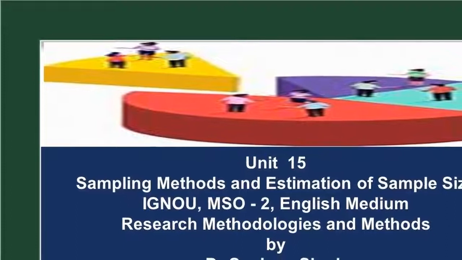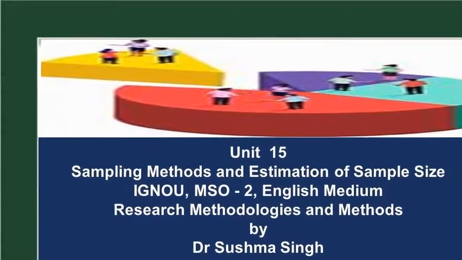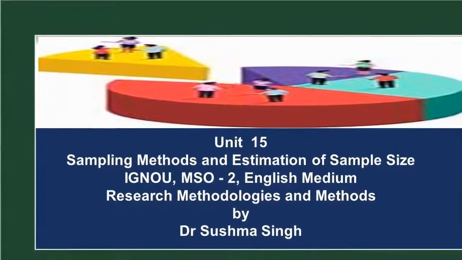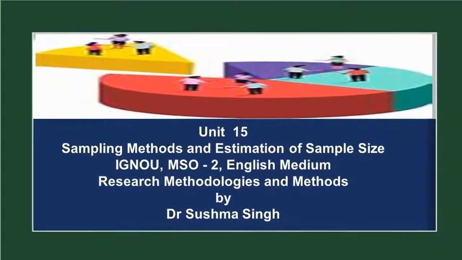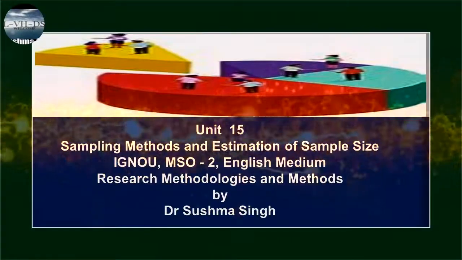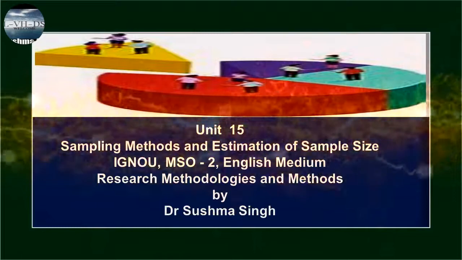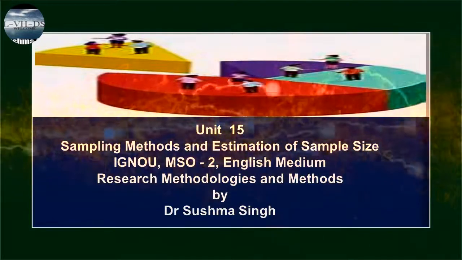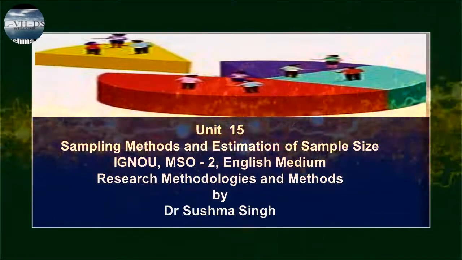Let us start discussion on Unit 15, Sampling Methods and Estimation of Sample Size. And we are discussing non-probability sampling. The first one is convenience sampling.